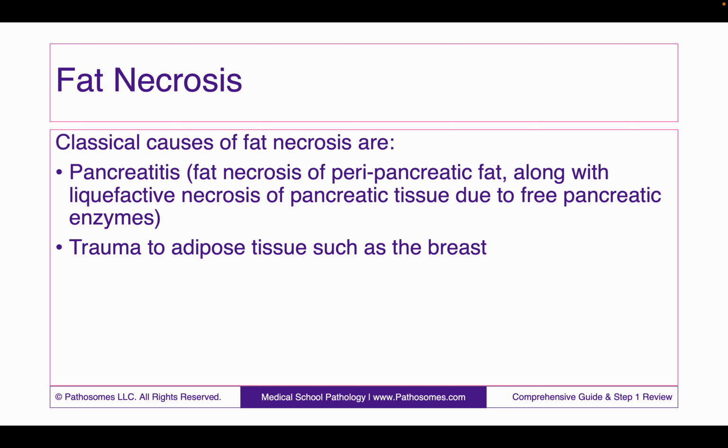Now, some classical causes of fat necrosis are pancreatitis or trauma. Now, how does pancreatitis cause fat necrosis? Well, fat necrosis of peripancreatic fat, along with liquefactive necrosis of pancreatic tissue due to the free pancreatic enzymes like trypsin, and trauma to adipose tissue such as the breast. Say there's a motor vehicle accident, head-on collision, female driver, breast hits the steering wheel. That could be the trauma that causes fat necrosis of the breast.